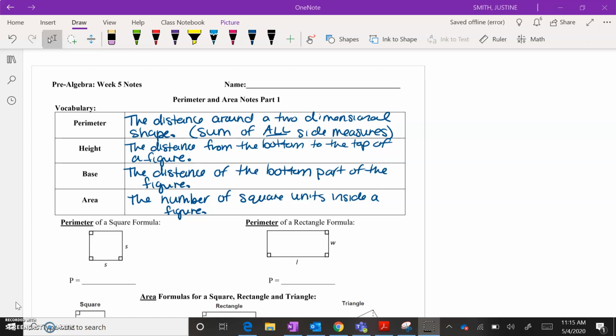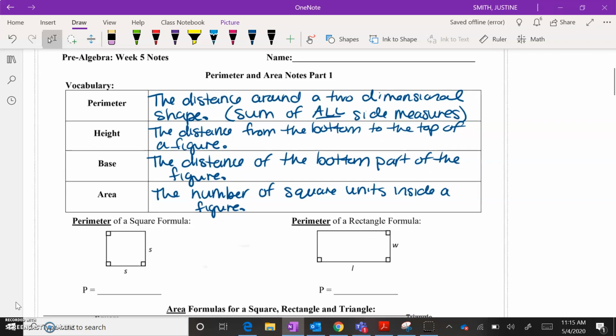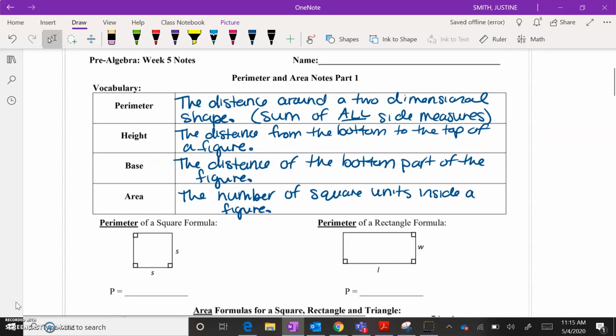We are looking at perimeter and area today. The first thing we're going to start off with is always, of course, your favorite thing, your vocab. I'm going to give you a minute here. Well, you're going to give yourself a minute. You're going to pause your video and fill in the vocab words here. Pause and fill in those definitions for perimeter, height, base, and area.